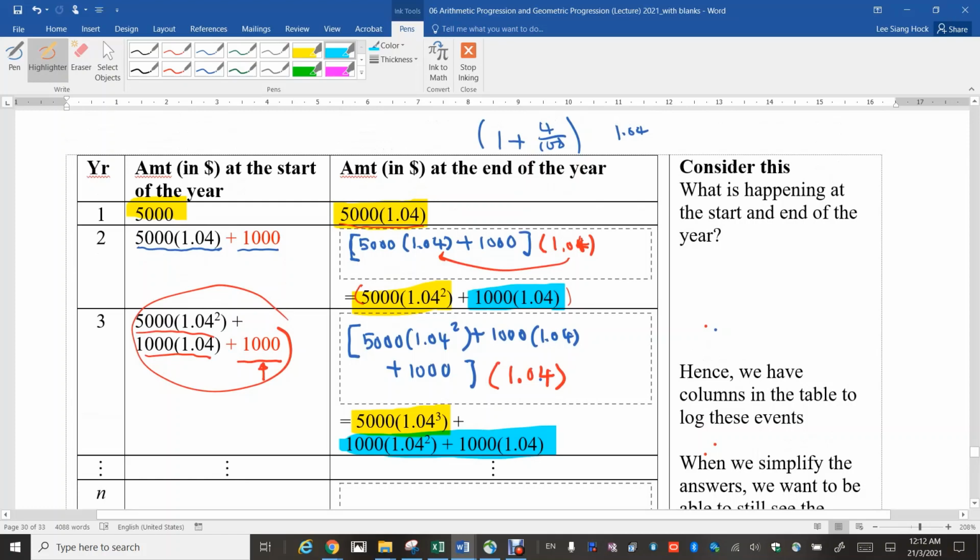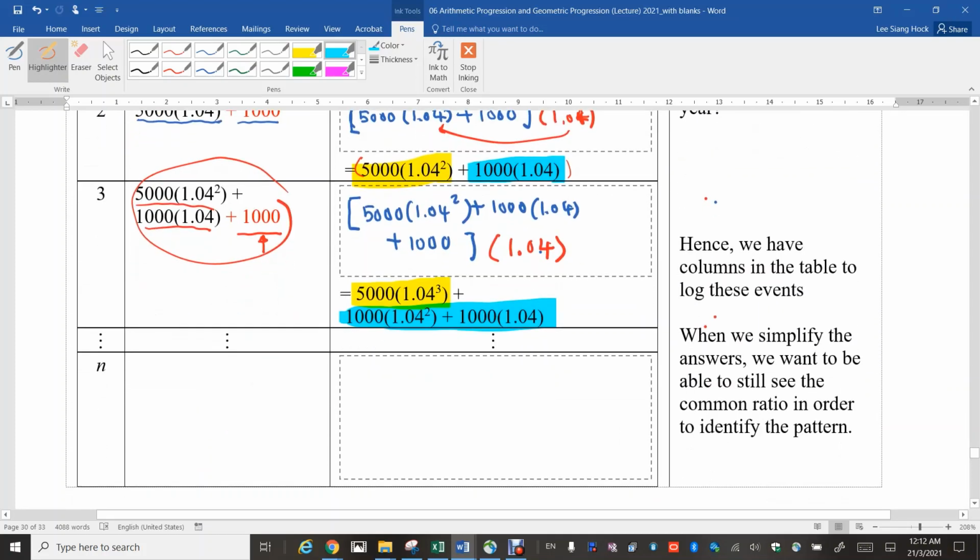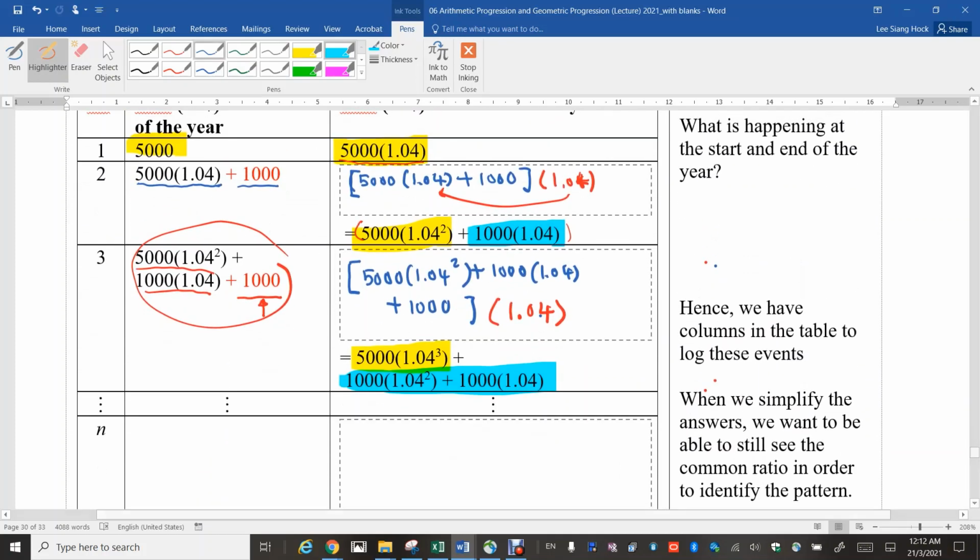The first part is the yellow part, which is 5,000 multiplied by 1.04 to the power of something. Because this is based on the original sum, it is always there. So for n years, it will look like 5,000 multiplied by 1.04 to the power of something, right? In year 1, power 1, year 2, power 2, year 3, power 3, year n, of course, power n. Okay, so this one is settled already.